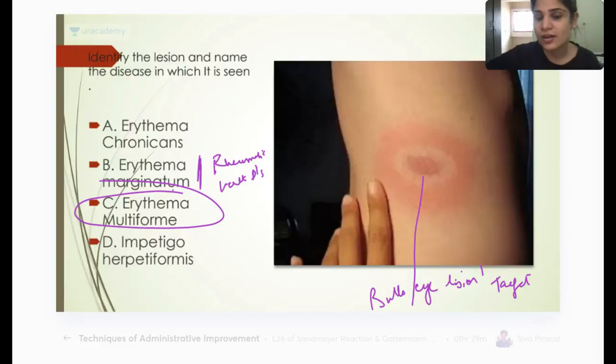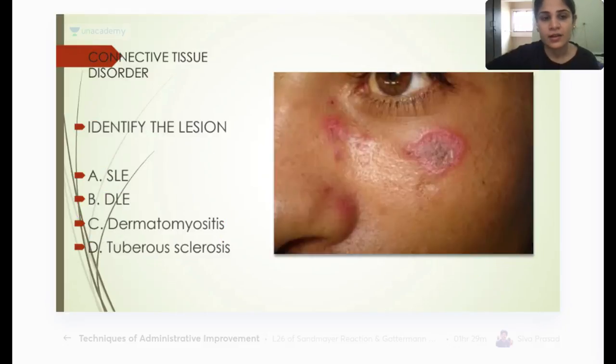All right. And erythema migrans is seen in Lyme's disease. Have you guys heard of Lyme's disease? What is the causative organism of Lyme's disease? It's caused by a tick. Borrelia burgdorferi, yes, Borrelia organisms, so it is a tick disease. Alright, what was impetigo herpetiformis? We just did it, pustular psoriasis seen in pregnant women, okay, yes.